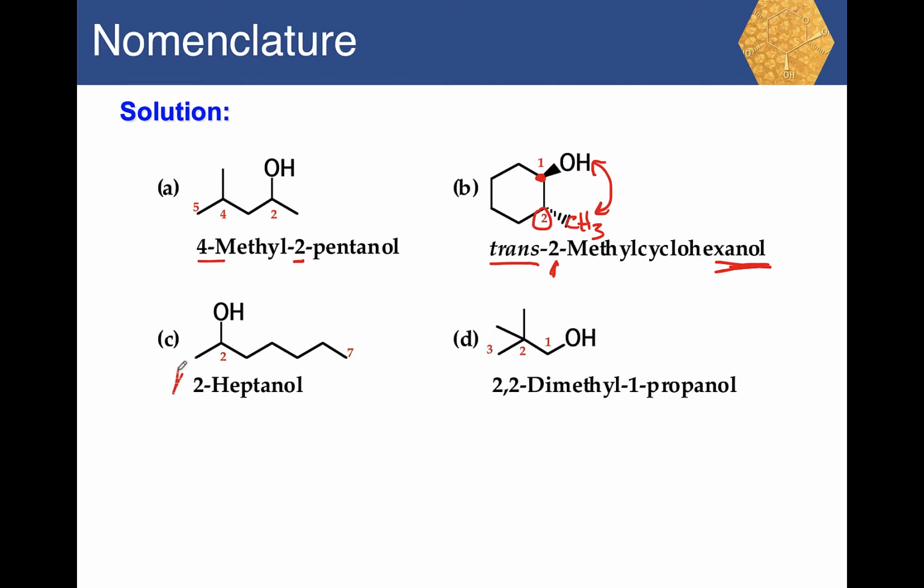We start at this end for this molecule, 1, 2, 3, 4, 5, 6, 7, heptanol, and this 2 indicates the position of the OH. Here's the last one. We start here, 1, 2, 3, and of course that's propanol, and 1 indicates the position of the OH, 2 methyl groups, 2,2-dimethyl, because these 2 methyl groups are on carbon number 2.